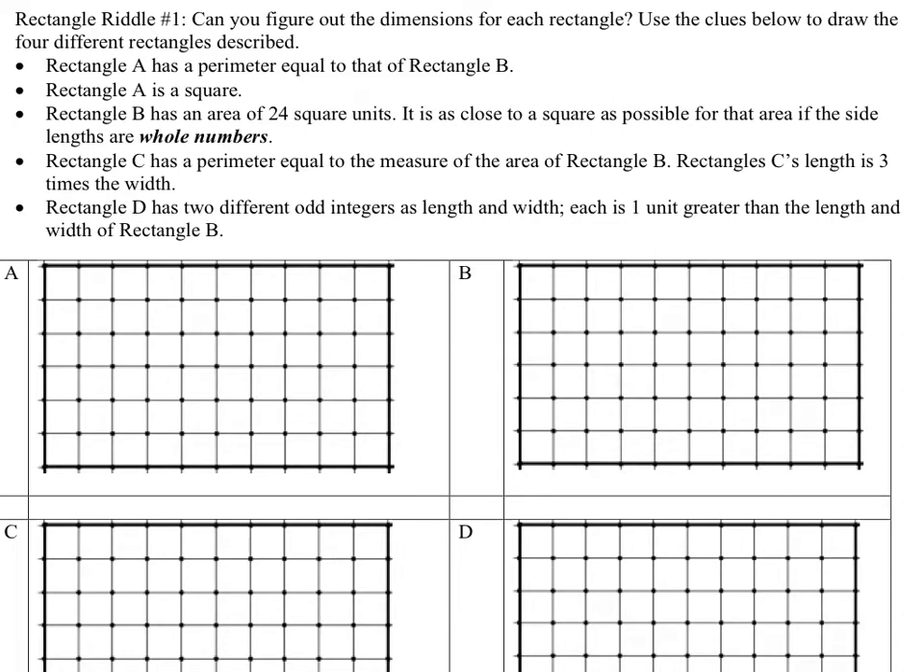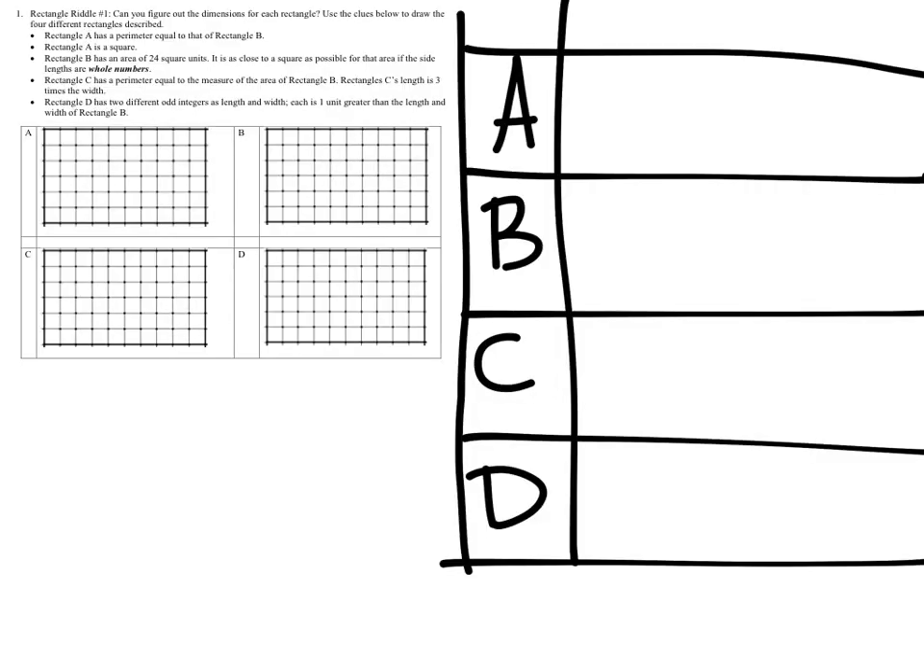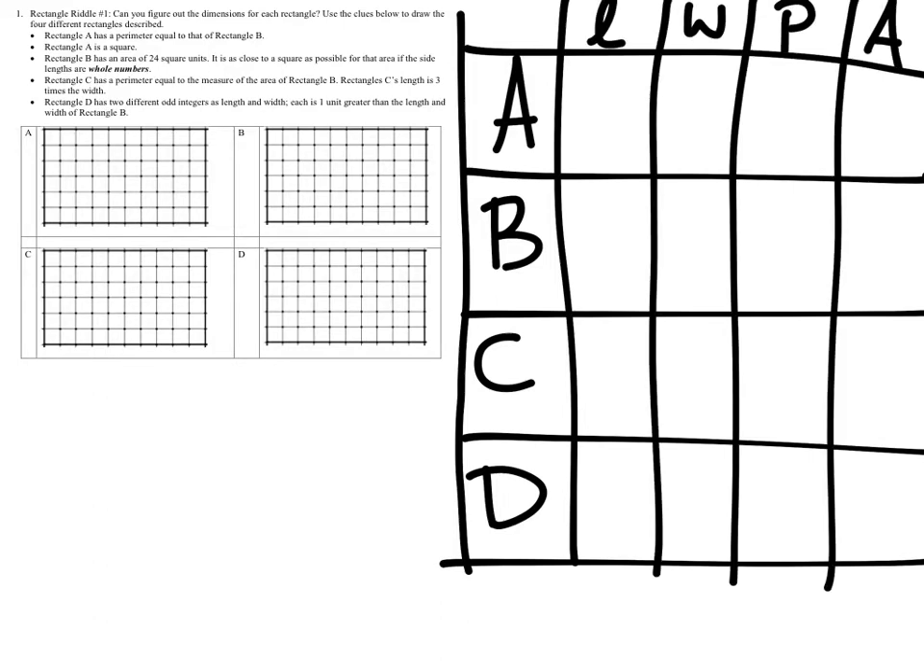Rectangle C's length is 3 times the width. Rectangle D has two different odd integers as length and width. Each is 1 unit greater than the length and width of rectangle B. Alright, so here's what we're going to do, is I'm going to make a chart, and we're going to use that chart to figure out all the dimensions of it here. Alright, so these are my rectangles. And I'm going to make each column represent some kind of dimension from the rectangles. Length, width, perimeter, and area.